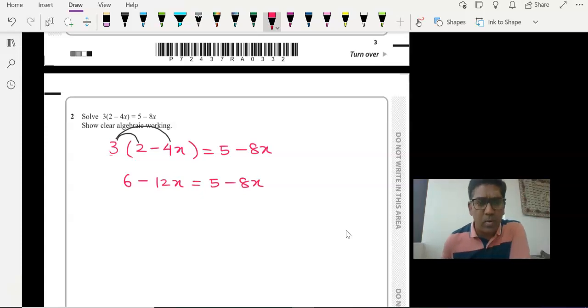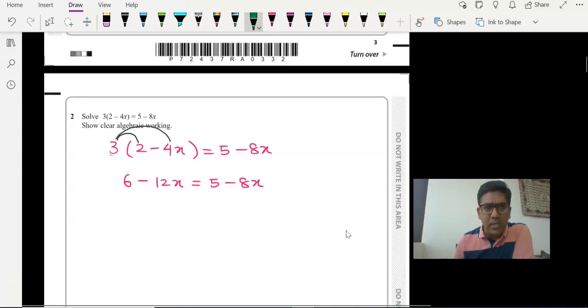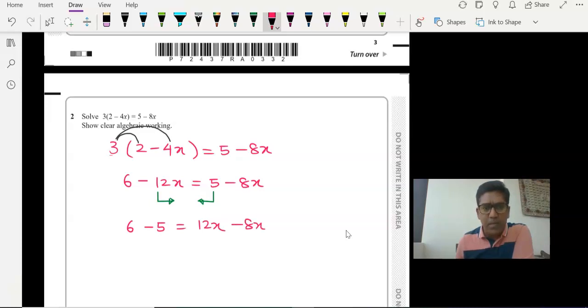Now we have variable on both sides, so it's always better to shift the smaller variable term. In this case, negative 8 and negative 12. Negative 12 is smaller, so I'll move it towards the right. So we'll bring all the variable terms to the right, and the number 5 will move to the left. So 6 stays the same, 5 comes to the left and becomes negative 5, and negative 12x comes to the right and becomes positive 12x, minus 8x remains the same. So 6 minus 5 is 1, 12 minus 8 gives you 4x.